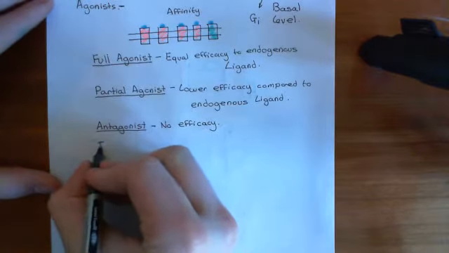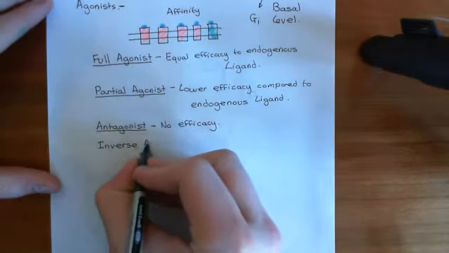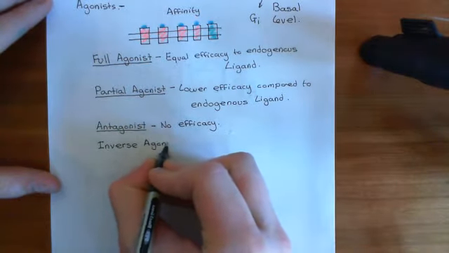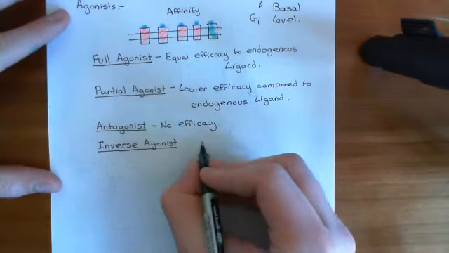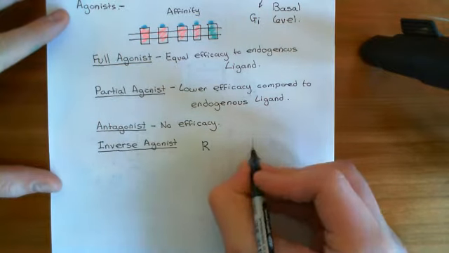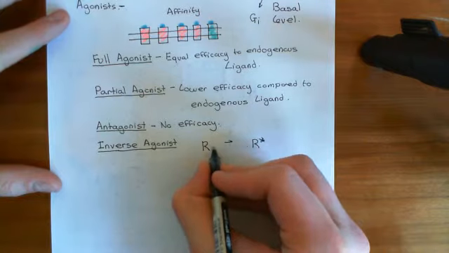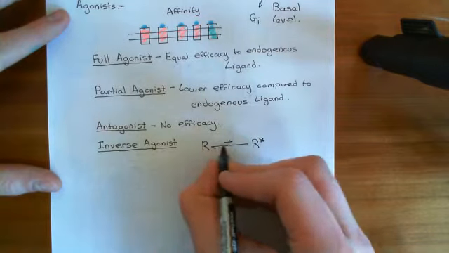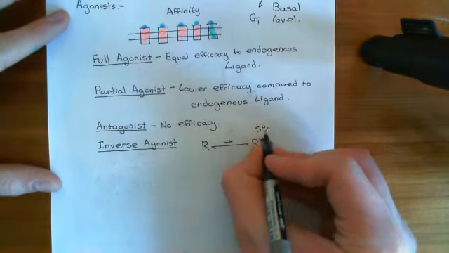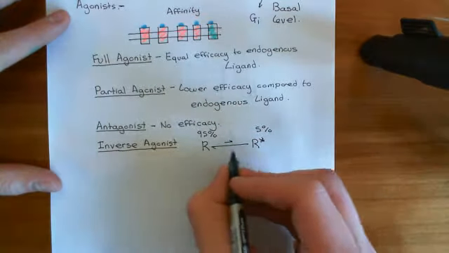And then finally, the concept of an inverse agonist is the concept that some drugs can actually bind to the receptor and change it the other way. Remember there's this equilibrium between the receptor and the activated receptor. Originally it was something like this: a tiny movement forward, but then a large movement back. So the equilibrium might have been something like 5% in this state, 95% in this state. And that was with no ligand bound.